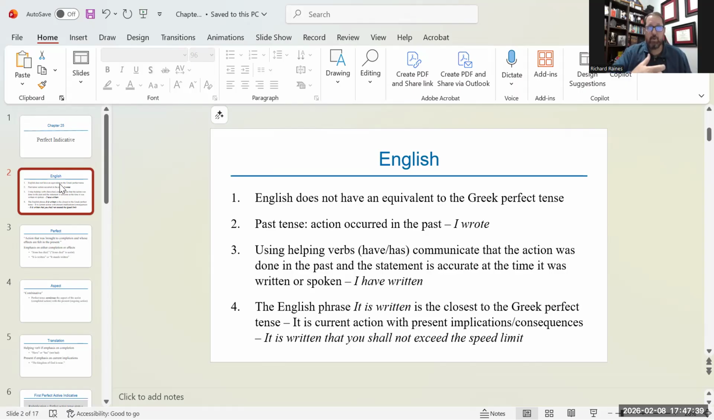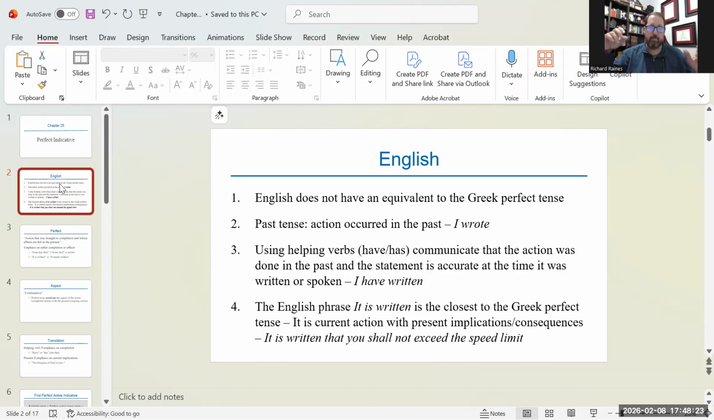If we wanted to try to communicate the Greek perfect tense in this situation, saying either I wrote or I've written, we would say it is written. That would be the closest thing that we have in English to the Greek perfect tense. That's why if you're reading through the New Testament, through the Gospels, and Jesus says, it is written. Do you not know that it is written? Those are all in the perfect tense. And the translators are having to add the verb is in order to communicate it into English.